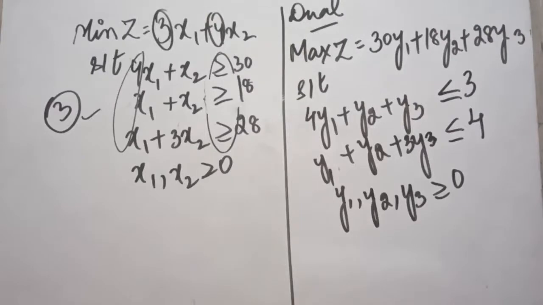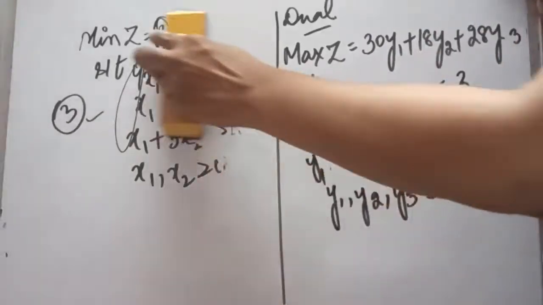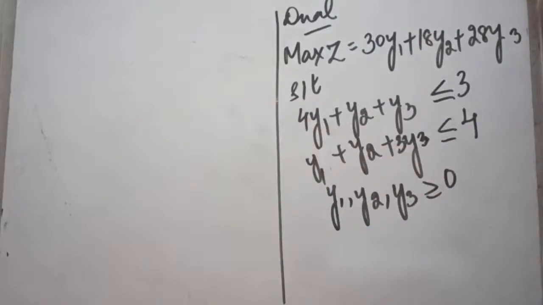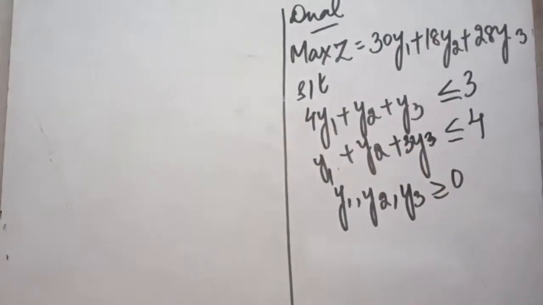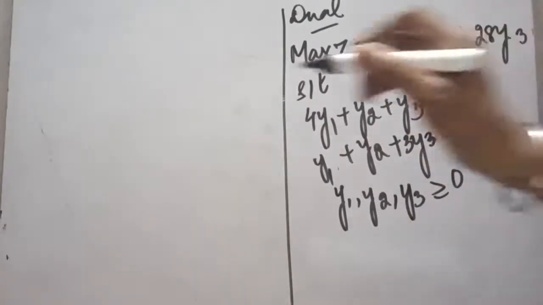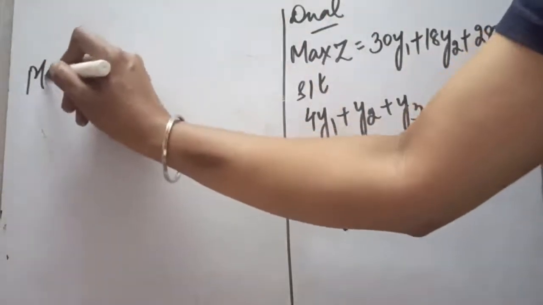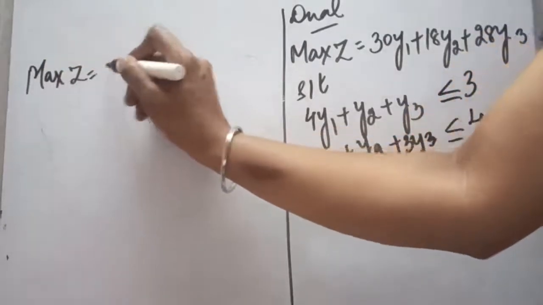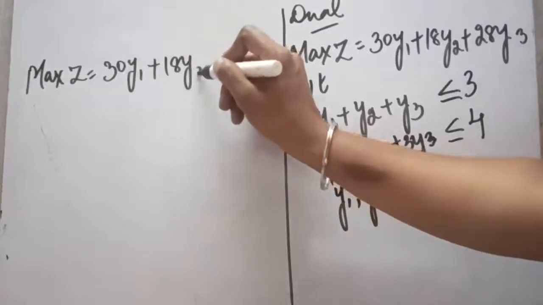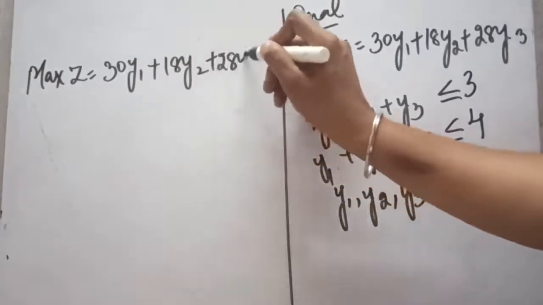So now we can start our question properly. Now this problem has been converted into a maximization problem. Now we will solve this question as a maximization problem itself. As we know, it is easier to solve the maximization problem in the simplex table. Now if this is a maximization problem and the signs are less than, we have to introduce slack variables to convert inequalities into equalities. So this is the objective function.